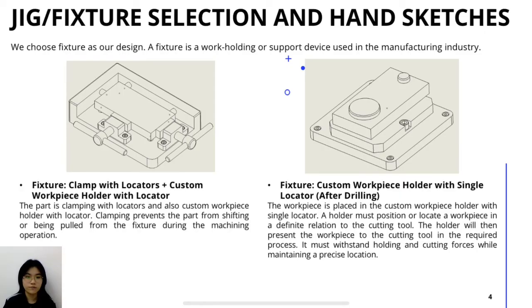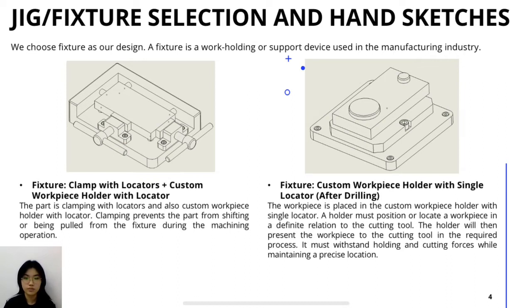Next, jig or fixture selection. We choose a fixture as our design. A fixture is a work holding or support device used in the manufacturing industry. Fixtures are used to securely position and support work in certain locations or orientations, guaranteeing that all parts produced with the fixtures are interchangeable and comply with specifications.